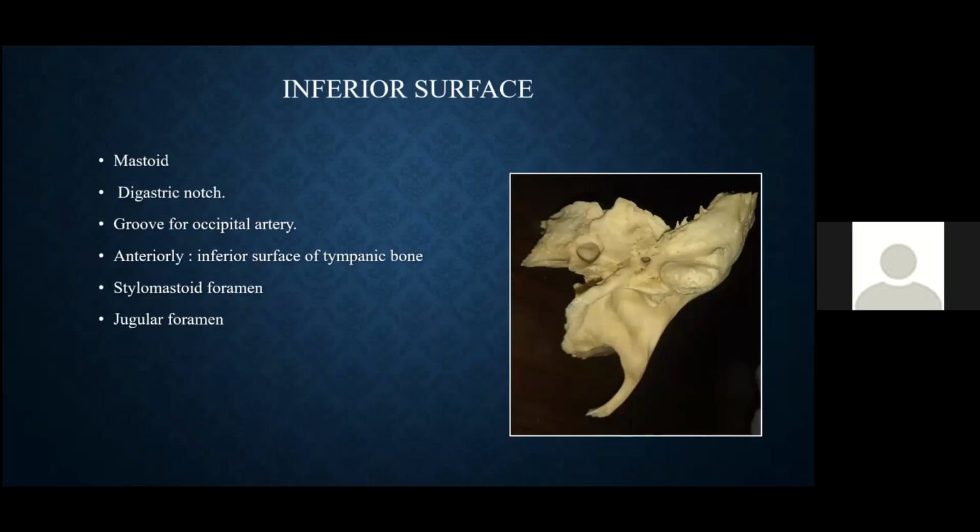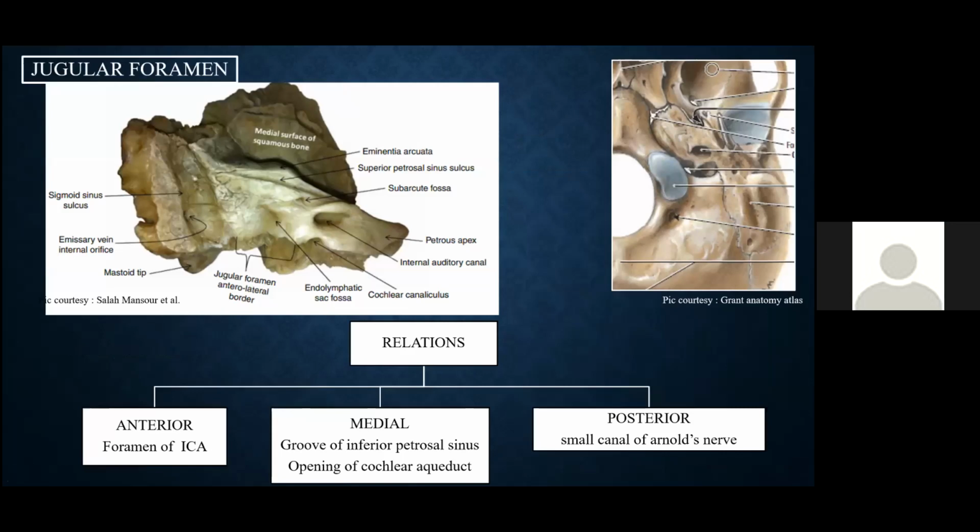Now the inferior surface. Inferior surface has important structures like the mastoid process, which we have discussed, the digastric notch for the posterior belly of digastric origin, and anterior to it lies the stylomastoid foramen. The stylomastoid foramen transmitting the trunk of the facial nerve, and more anteriorly lies the styloid process, and anterior medially lies the most important foramen of the skull base, jugular foramen. Let's discuss in detail in the coming slides.